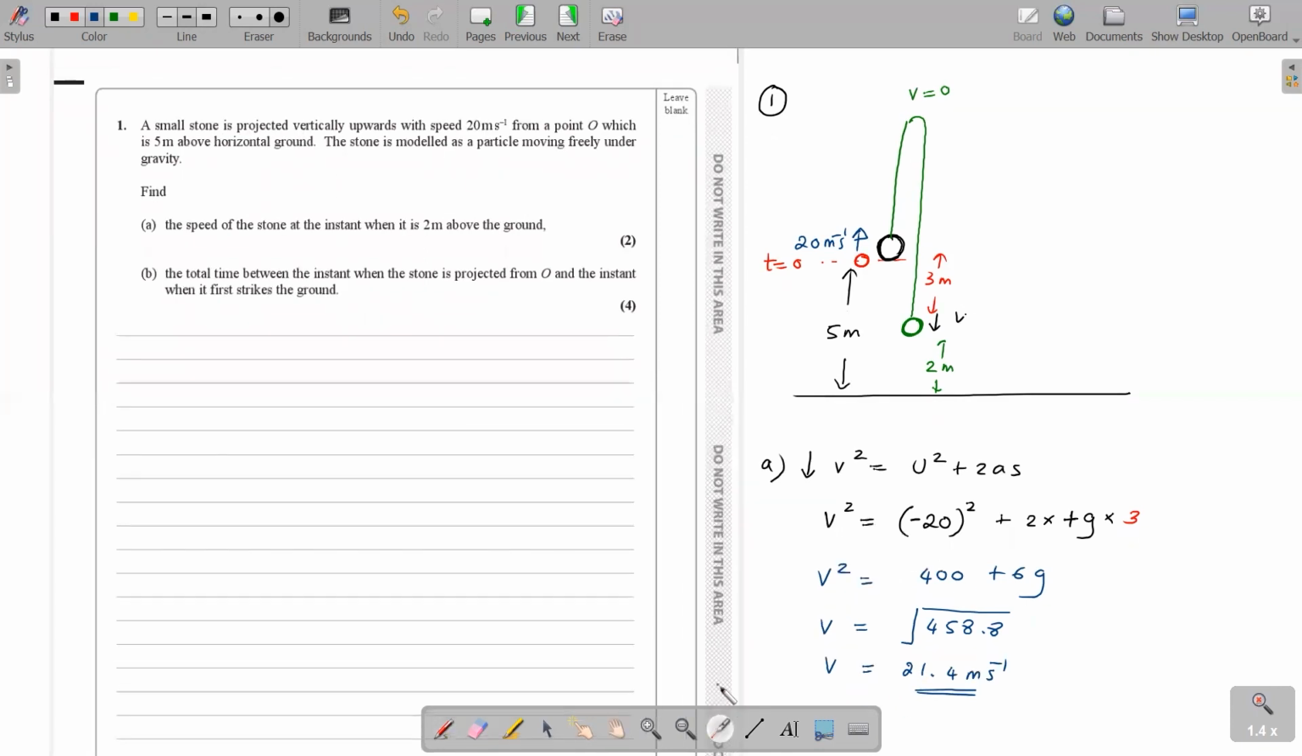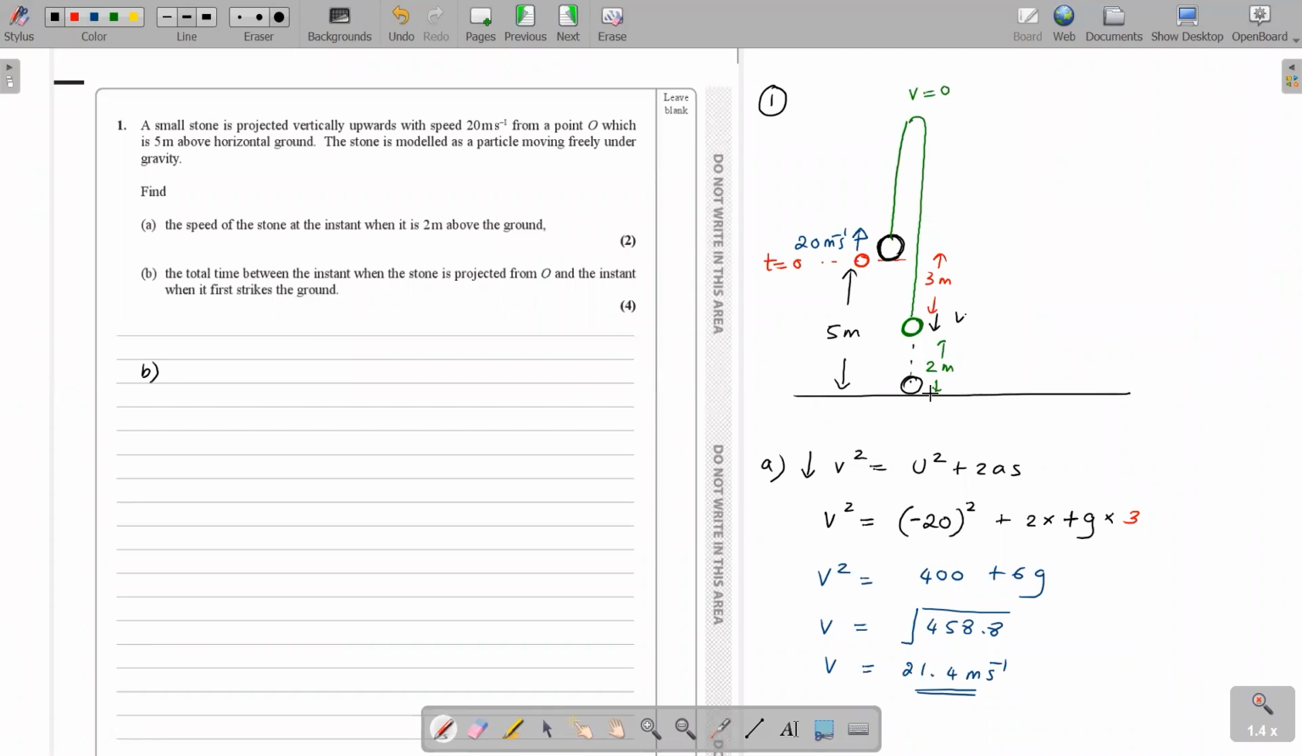Next part. They say part B, the total time between the instant when the stone is projected from O and the instant when it first strikes the ground. Okay, so how do we find the time taken to strike the ground? What equation did you use? Basically, you have to find the time it takes to reach the ground.